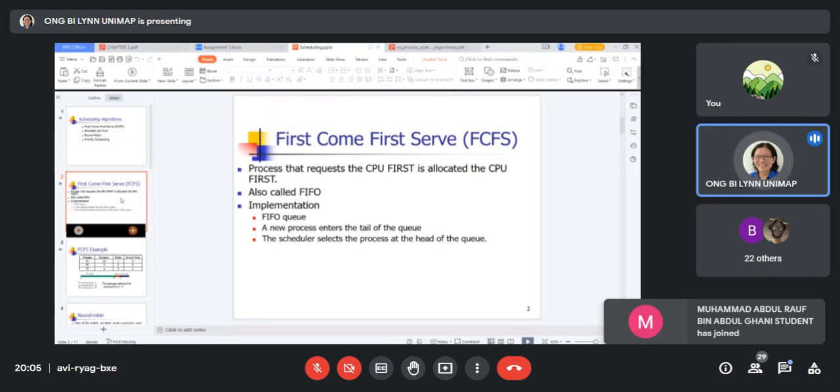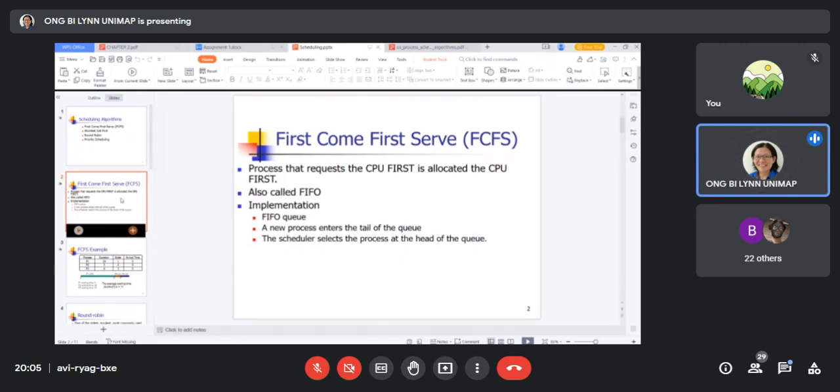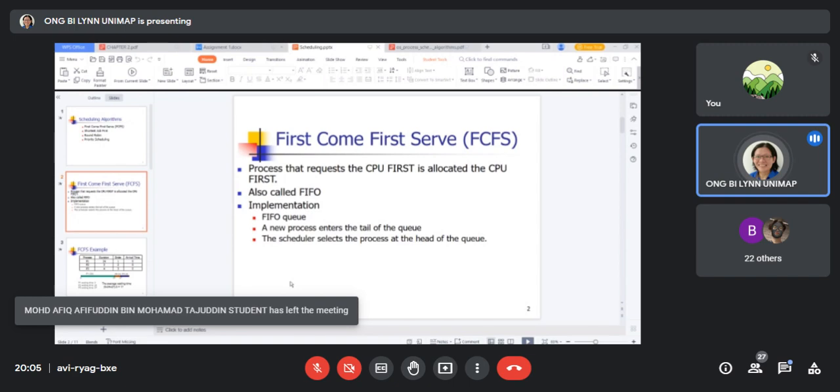Okay. So proses yang baru masuk, dia akan beratur di ekor barisan. Okay, tail, ekor barisan. Maksudnya siapa yang baru masuk, dia akan beratur di belakang barisan. Alright. The scheduler selects the process at the head of the queue. Maksudnya siapa yang ada di depan akan dijalankan dulu.